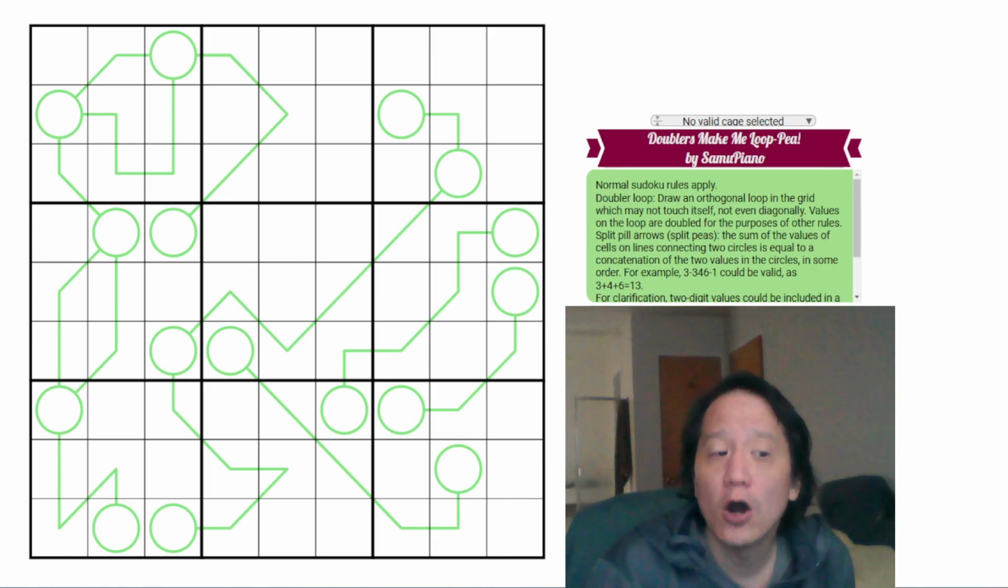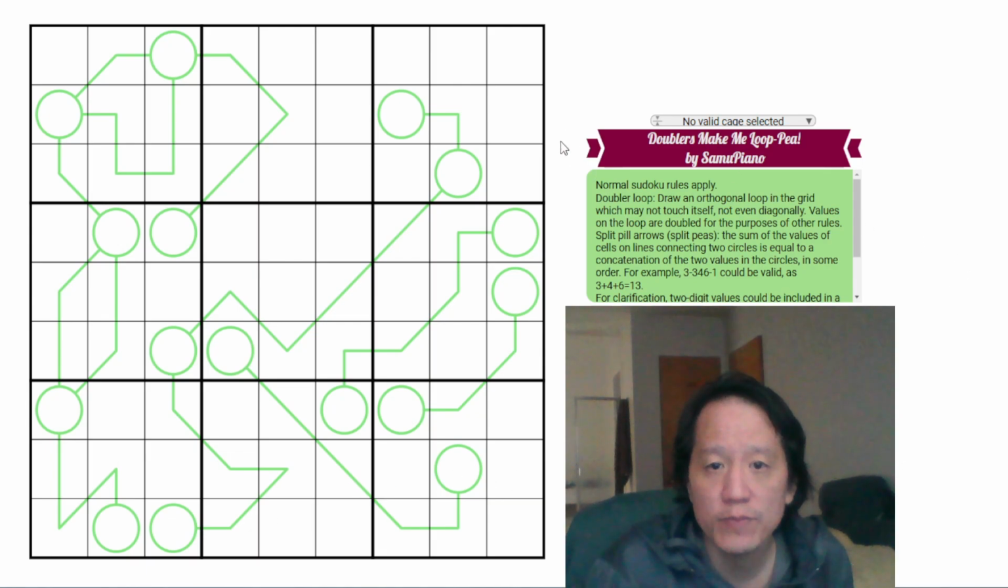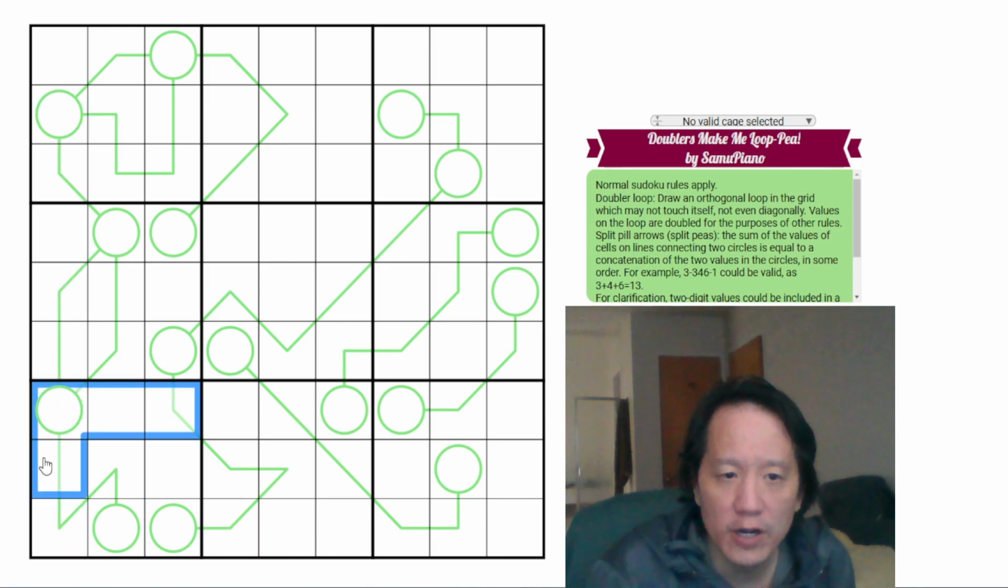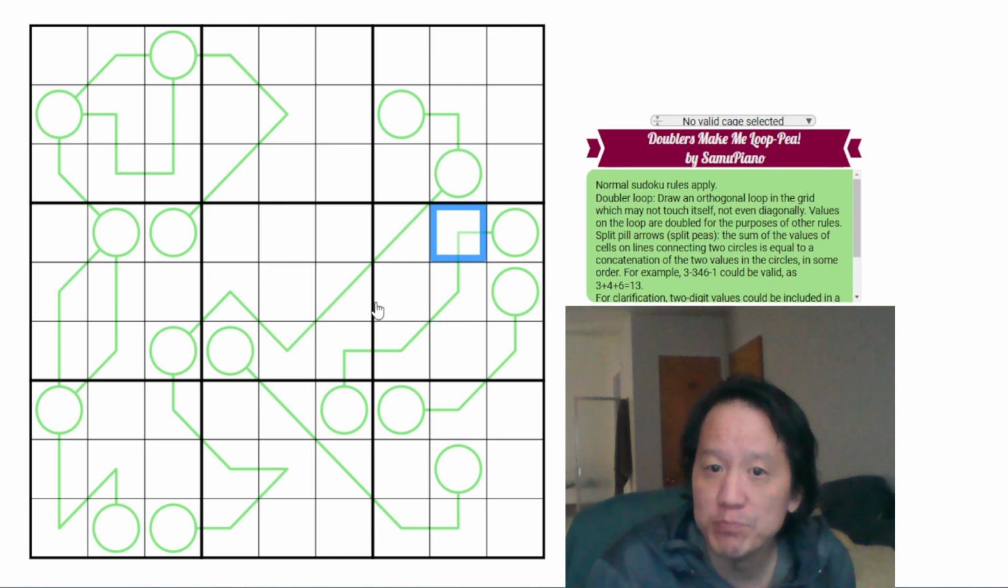This is today's hard difficulty level puzzle and it's called Doublers Make Me Loopy by Samu Piano. And here are the rules. Normal Sudoku rules apply, which means place the digits 1 through 9 in every row, every column, and every box. Doubler loop. Draw an orthogonal loop in the grid which may not touch itself, not even diagonally. Values on the loop are doubled for the purposes of other rules.